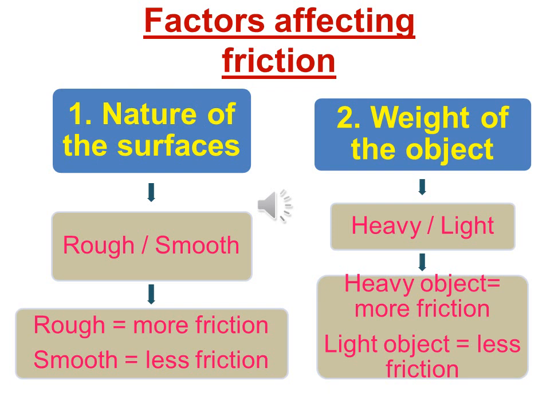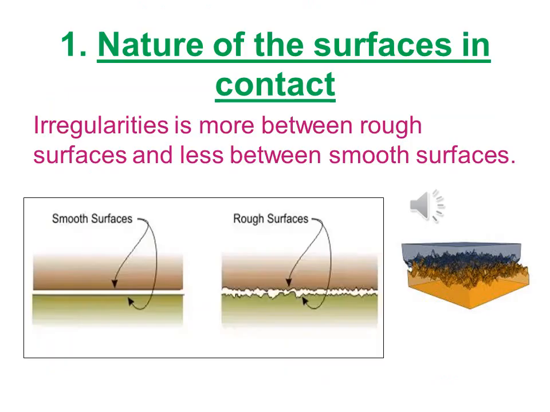We can consider generally that weights are of two types. One is heavy, another one is light. So a heavy object will have more friction, whereas a light object will have less friction. So we will discuss this in detail.